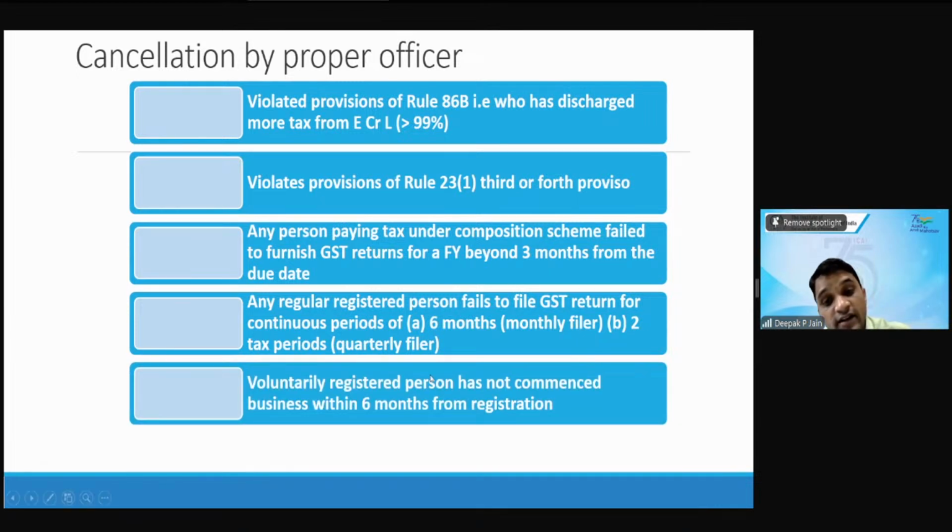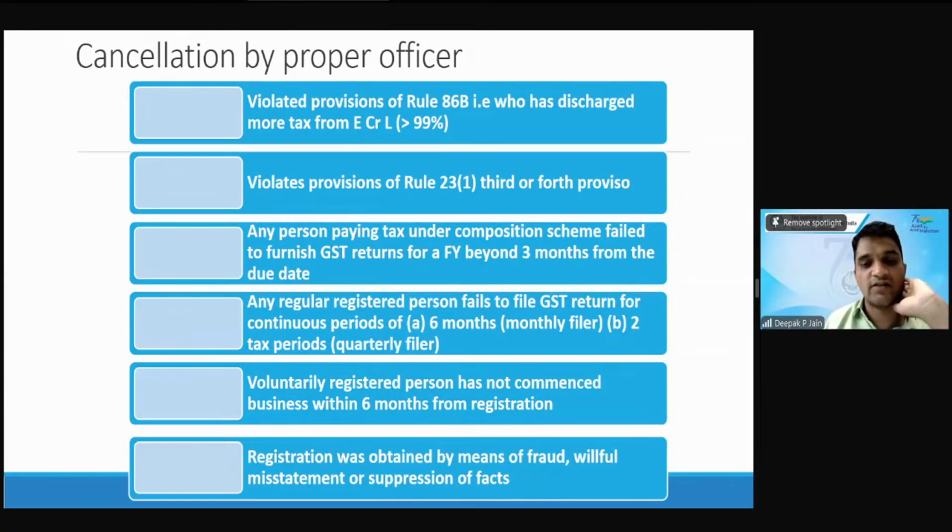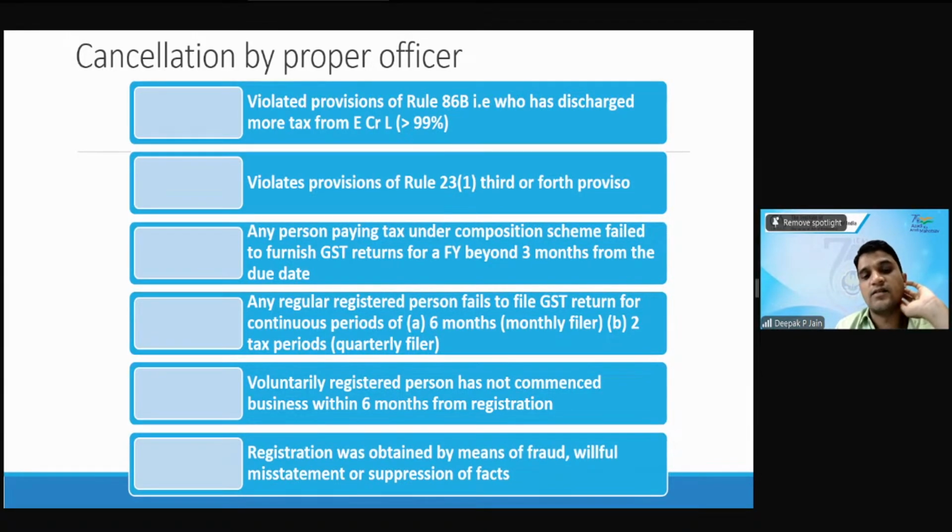Then if you're voluntarily registered, you are not under compulsory registration, you are under voluntary registration, and you have not commenced business within 6 months from the date of registration, then also you are liable for cancellation. And the last thing is, if your registration was obtained by way of any fraud, willful misstatement or suppression of facts. आपने proofs गलत submit किए हो, right? आपने fraudulently registration ले लिया हो. In all those cases, you are liable for cancellation.